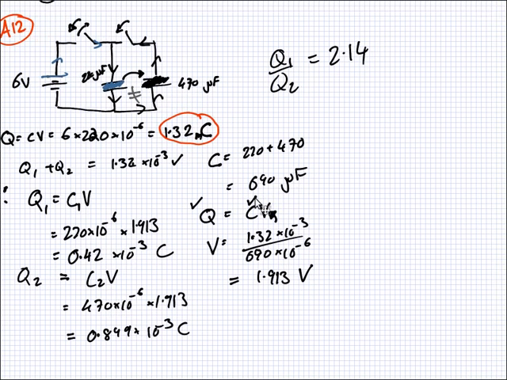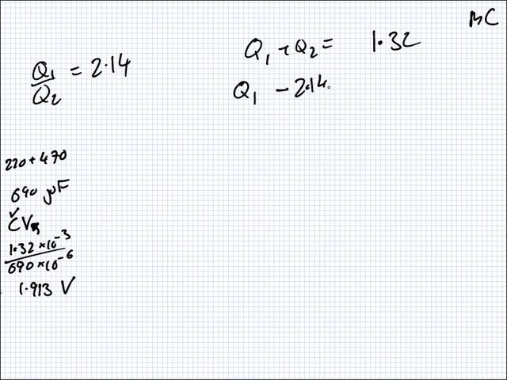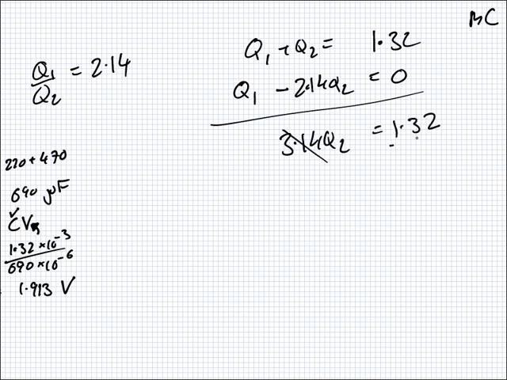Good. Okay. So, I don't know how you got this, but this should work. Your first one was Q1 plus Q2 equals 1.32. We'll just say everything is in millicoulombs. Then your second equation is Q1 minus 2.14 Q2 equals 0. If I subtract these, I get 3.14 Q2 equals 1.32. So what's 1.32 over 3.14, please?